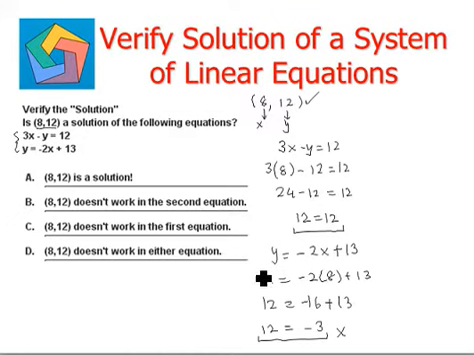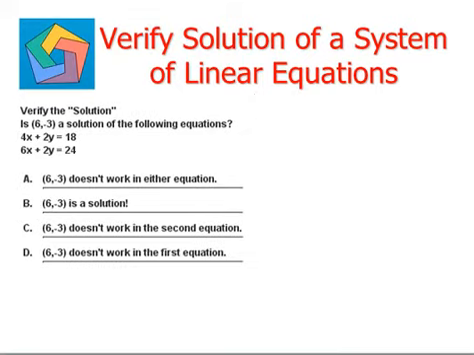Let's see which option is matching. A is ruled out because it is not a solution. 8, 12 doesn't work in the second equation. That's what we found. So this is the correct answer. For better understanding of the concept, let's look at some more questions.